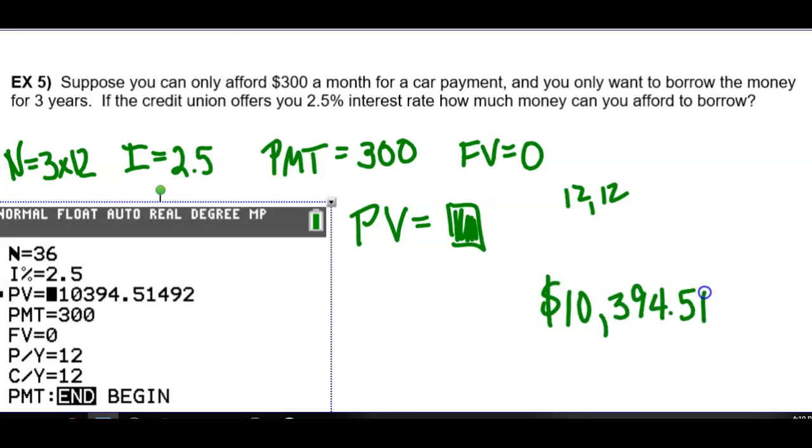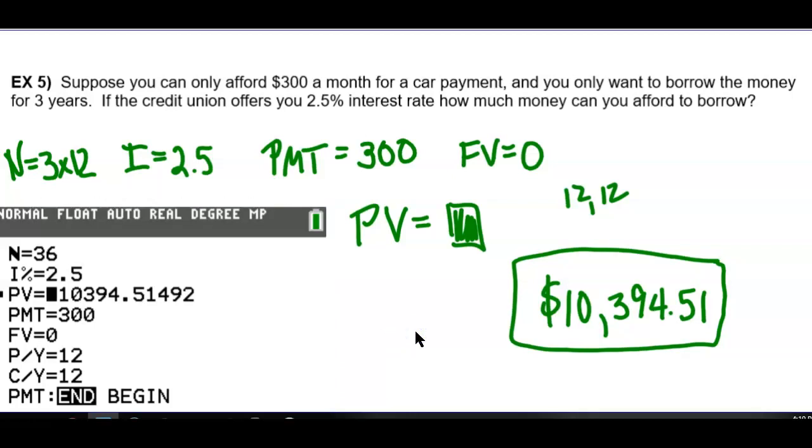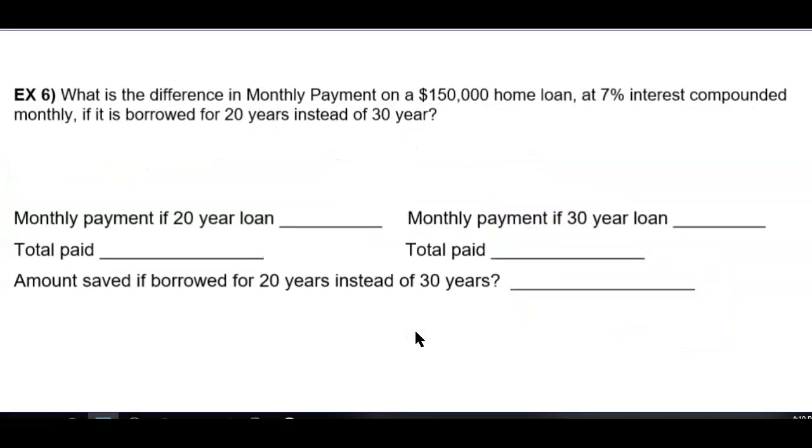Now, I don't know what you know about buying a car, but this does not mean you should go look for a $10,000 car, because there's all kinds of fees added on and you'll end up owing more than this. But that's how we set that up. And so you maybe can go looking for a $9,000 car and you'll have a little money to play. All right.